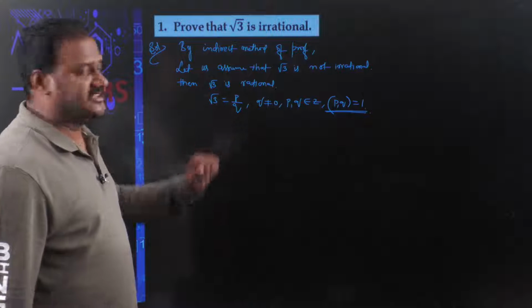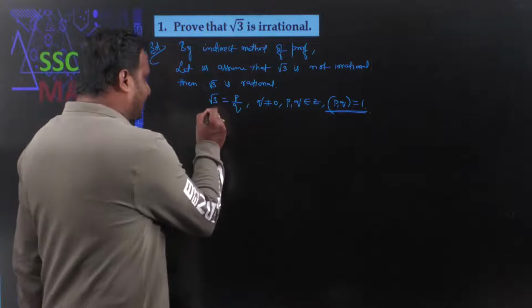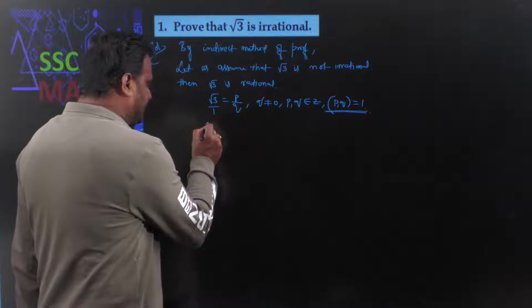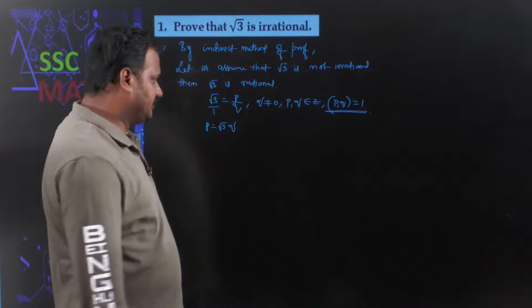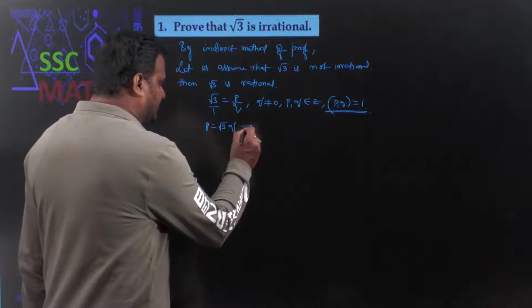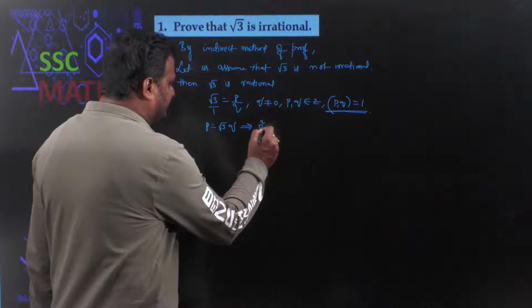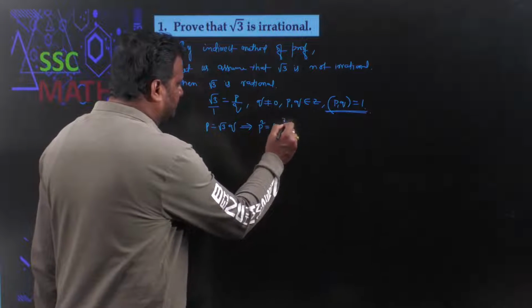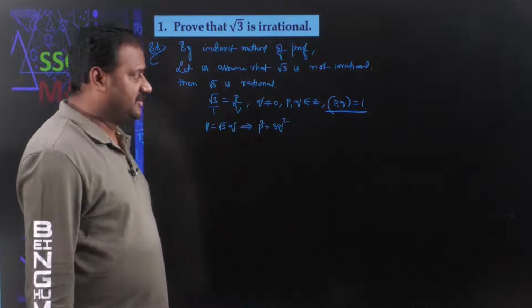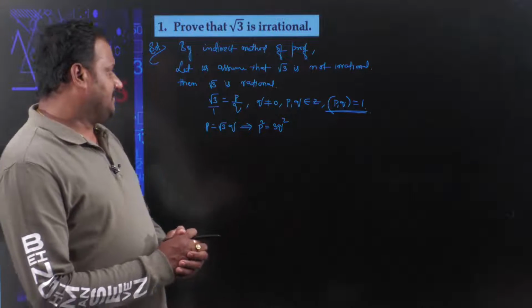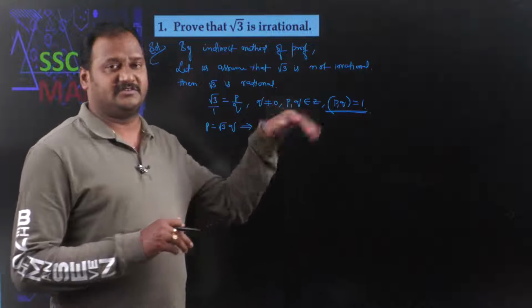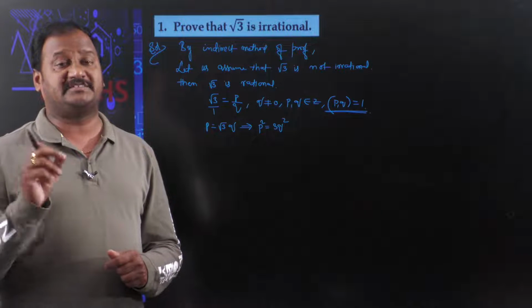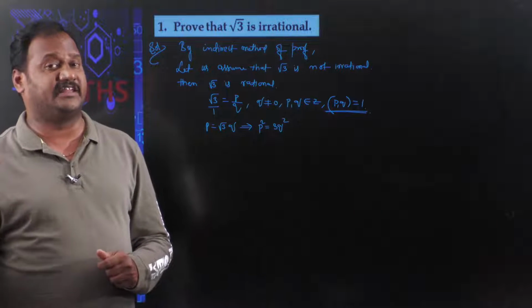Okay. So root 3 is equal to p divided by q. By cross multiplication, you can say that p is equal to root 3 q. So then by squaring on both the sides, we can write it as p square is equal to 3q square. Now, p square is a square number, equal to 3 into something. So, p square is a multiple of 3.